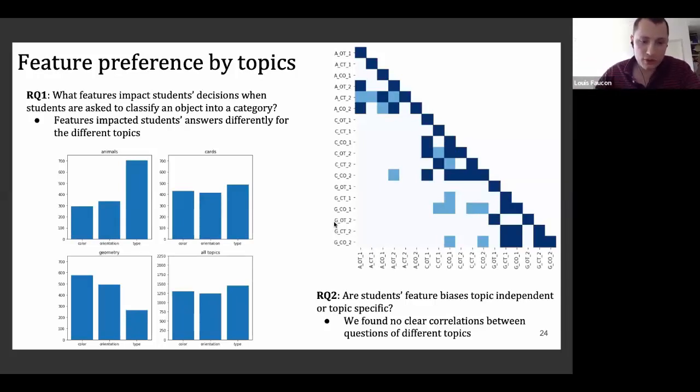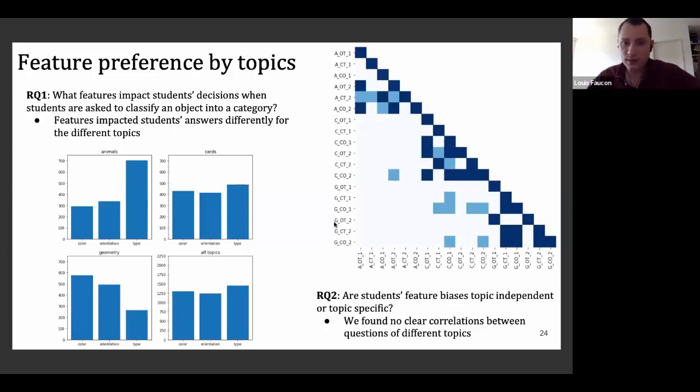But for the geometrical shapes, the type of shape, whether they were parallelograms or rectangles, was the least selected feature, and students cared more about the color of the shape or the orientation of the shapes. And for the playing cards, the students selected approximately equally each of the three features that we came up with. So more interestingly, for our second research question, are the features dependent on topic or specific to the topics?